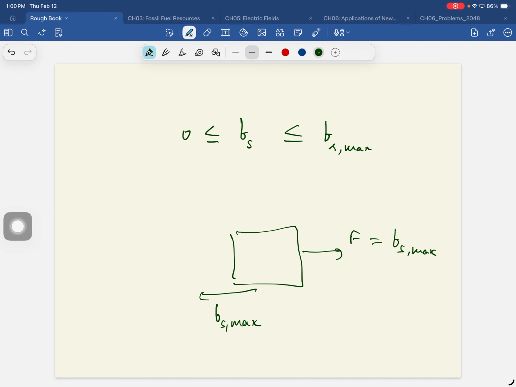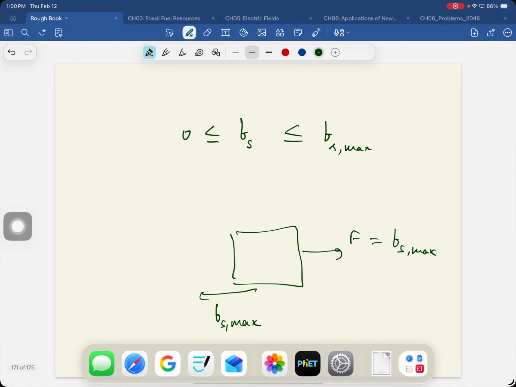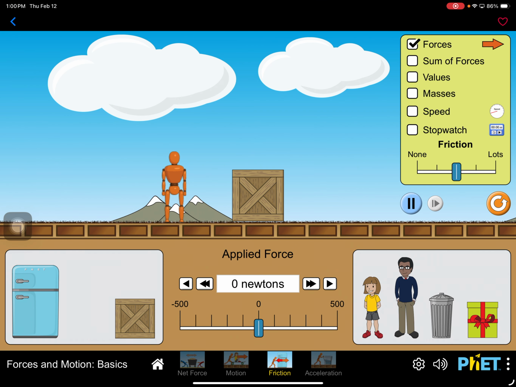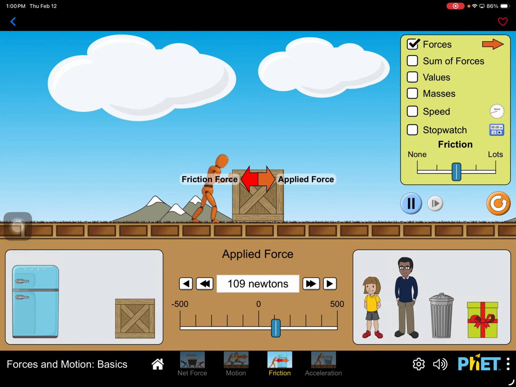All right, so let's see what the maximum static friction force is for this fellow. At 115 newtons, the object is not moving. At 120, no. There you go. So 124 newtons was the maximum static friction force.